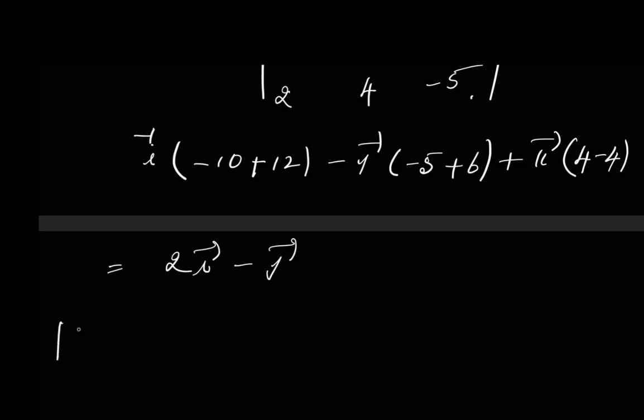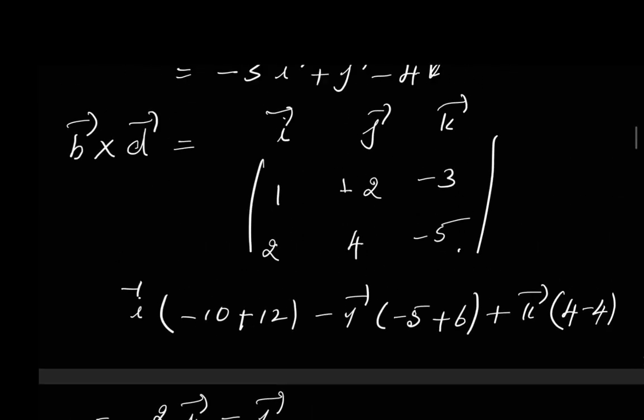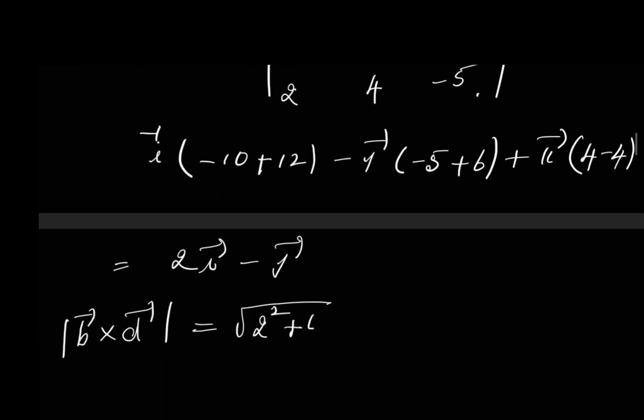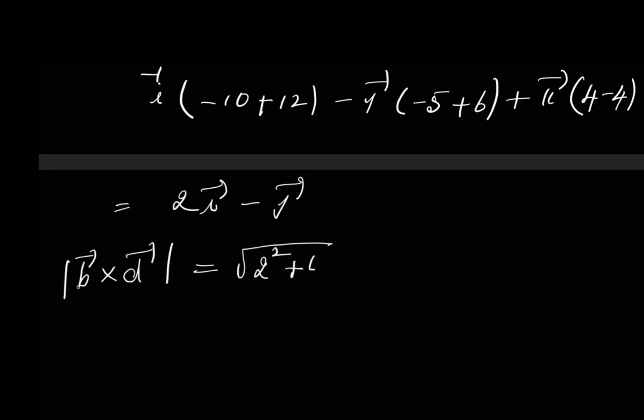So you have to find the modulus of this. Modulus of vector B cross D is the square root of 2 squared plus minus 1 squared. So this is the denominator one. Just keep this.